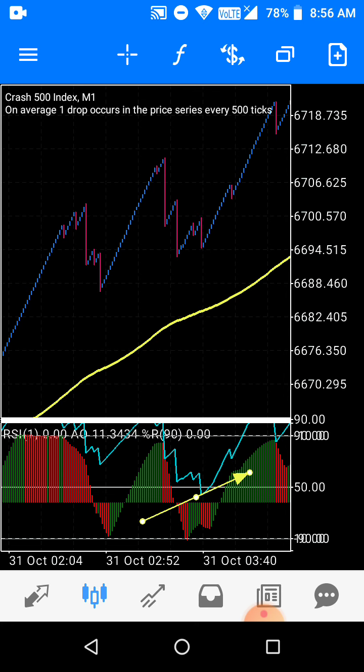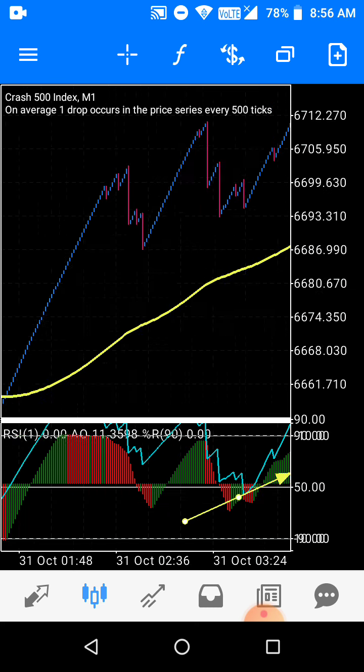And remember, CRASH500 spikes like hell, and nowadays they have very long spikes, so be careful of your lot size. Anything can happen if you're not too careful. If you don't analyze the market, anything can push you out, so be very careful with what you do and the lot size you have.